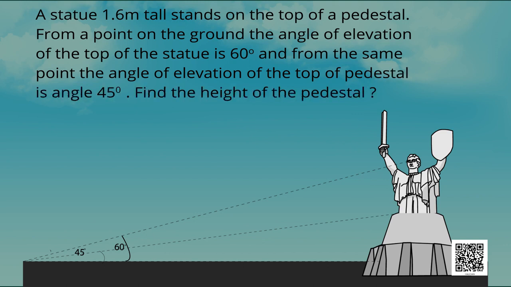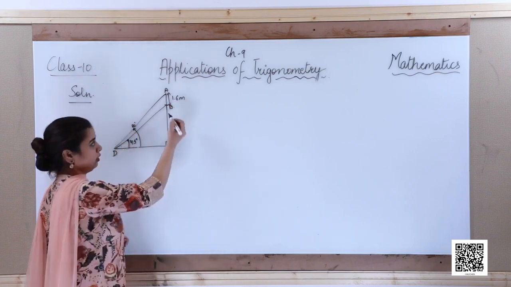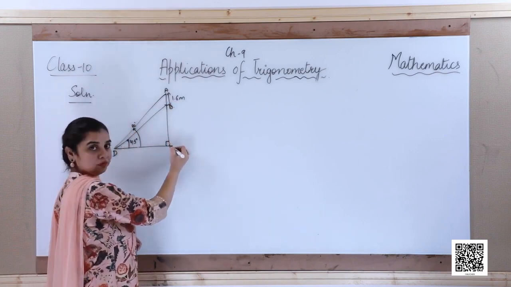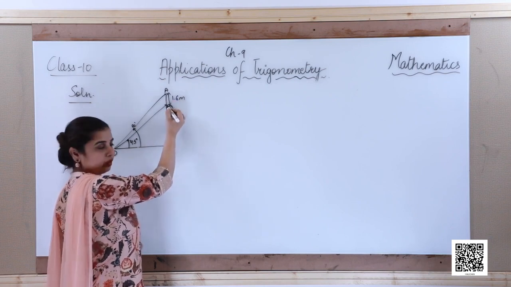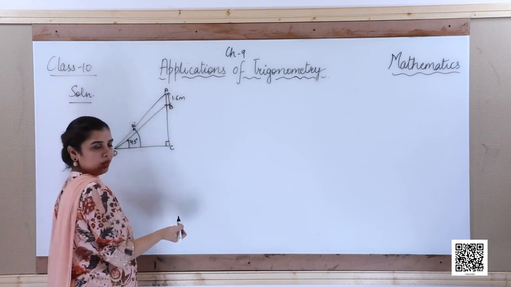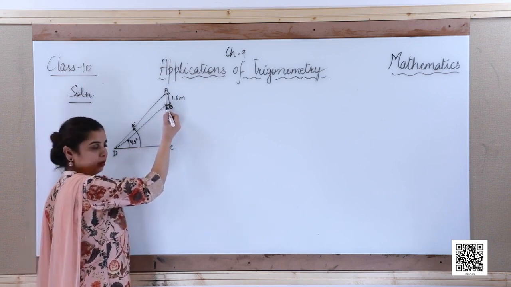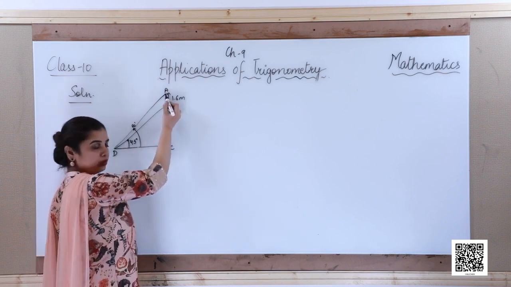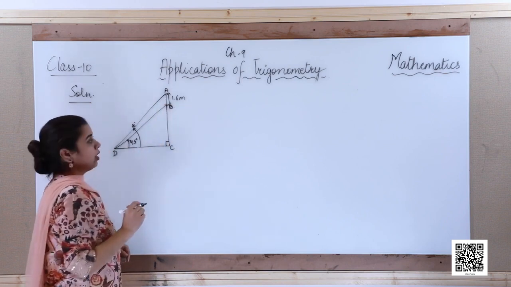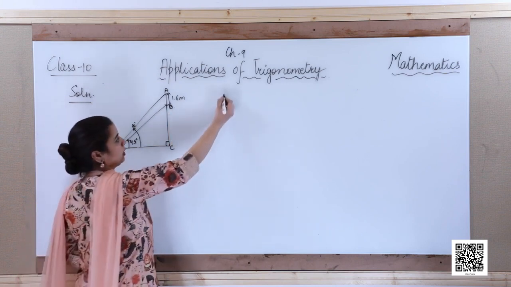Find the height of the pedestal. So children, according to the given situation, I have drawn this figure. This is the length of the pedestal BC and this is the statue mounted on it, AB, which is equal to 1.6 meter. The angle of elevation of the top of the pedestal is 45 degree and the angle of elevation of the top of the statue is 60 degree. We have to find the length of BC, that is the length of pedestal.